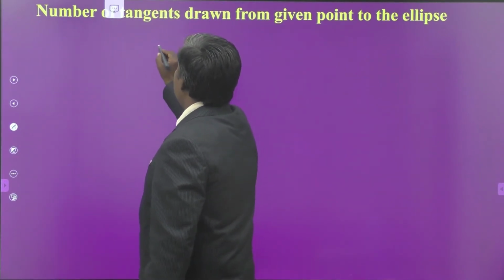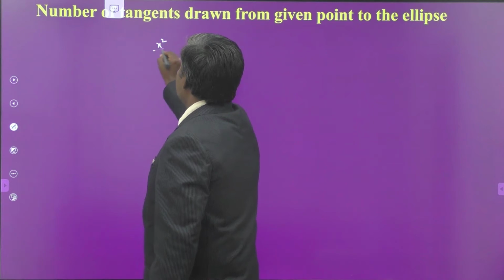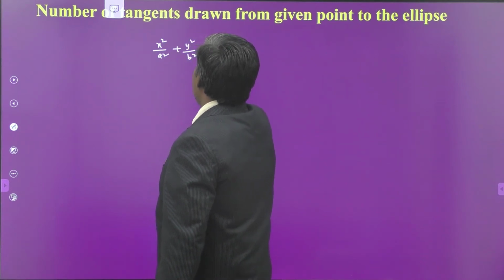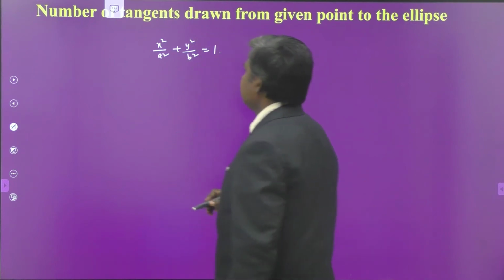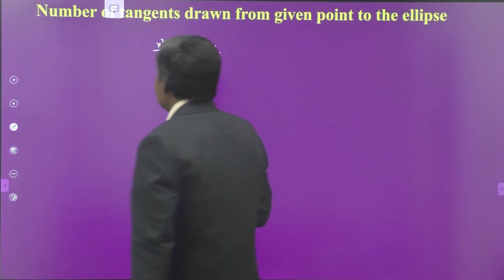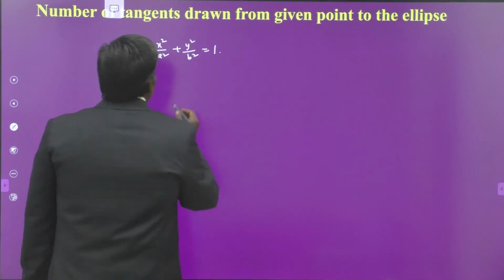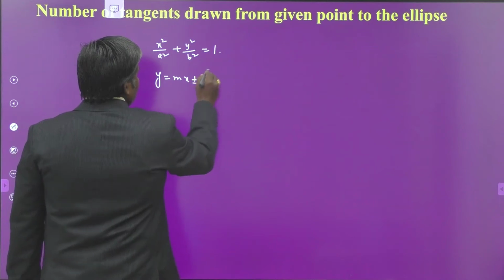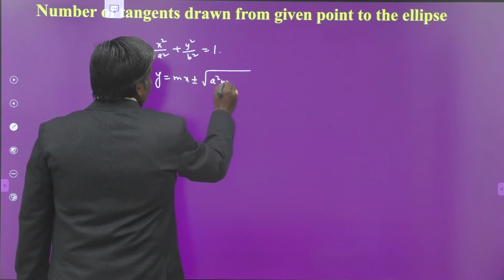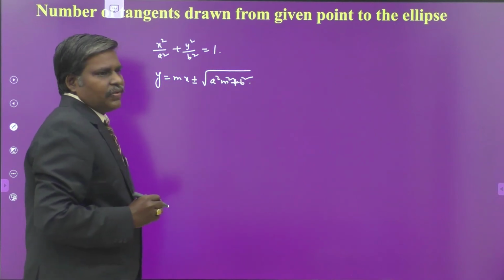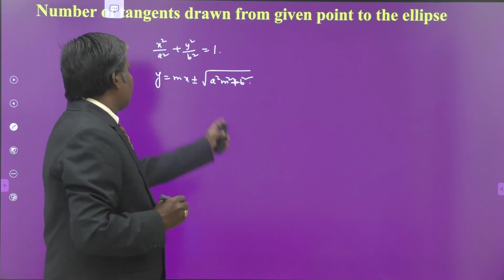Now, consider the ellipse equation x²/a² + y²/b² = 1. The ellipse equation is like this. The equation of any tangent to the ellipse is what? y = mx ± √(a²m² + b²). This is the equation of any tangent to the ellipse.